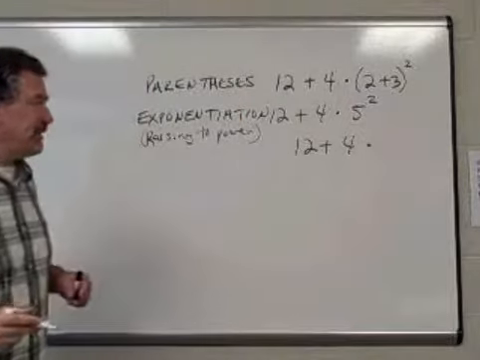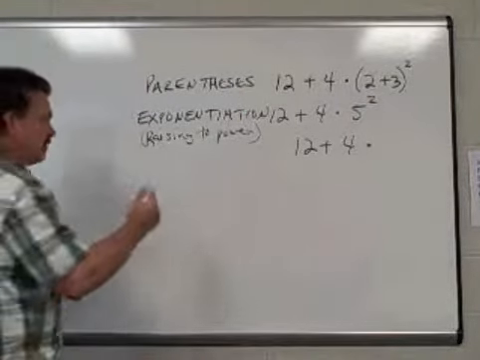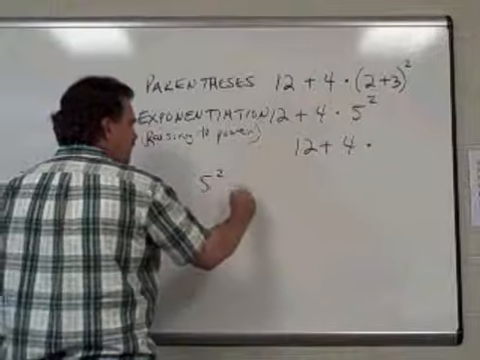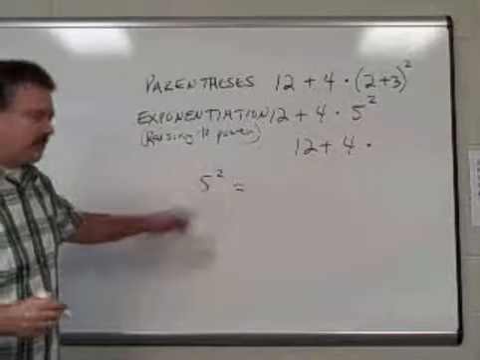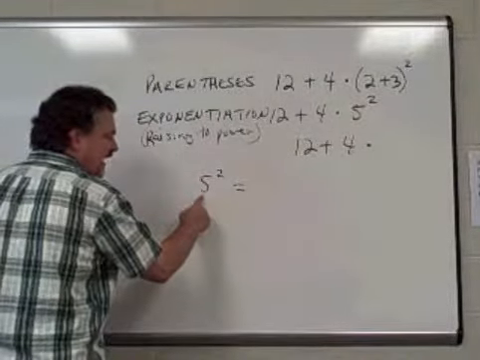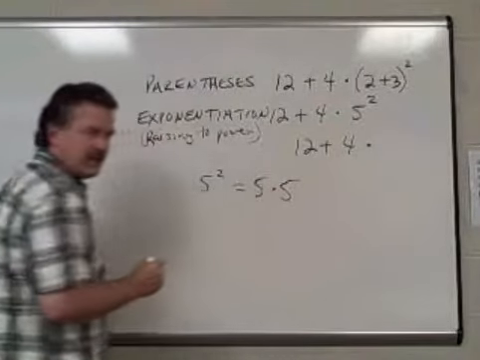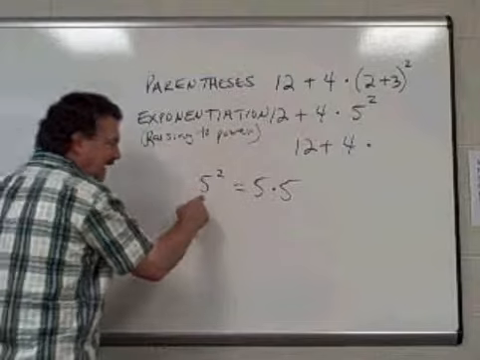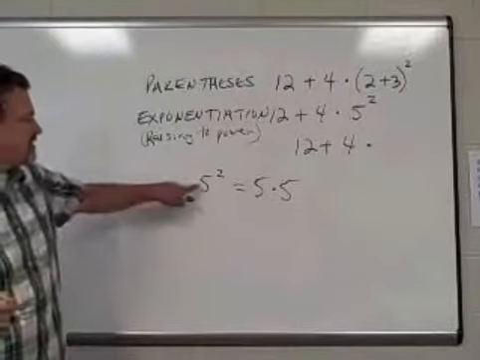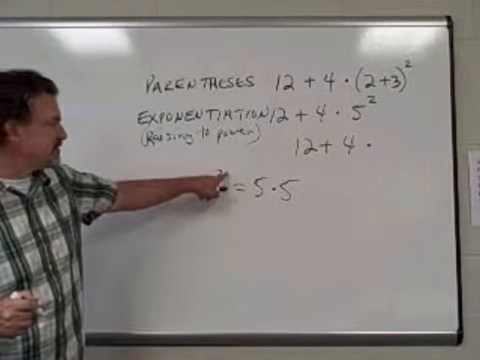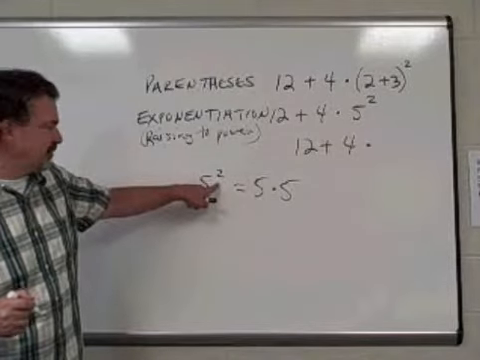Now, remember what that means. That doesn't mean 5 times 2. Let's just look at that by way of review. 5 to the second power says, write the 5 down 2 times and multiply them. This number is called the base. This smaller number up here is called the exponent.